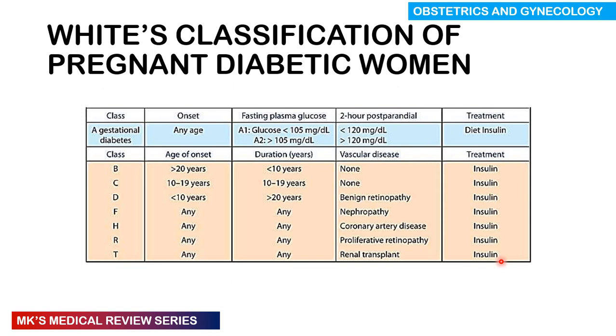So just take your time. You can get a screenshot of this. You don't have to memorize this. No one is expecting you to know this, but of course, just know the highlights from this White's classification of pregnant women with diabetes.